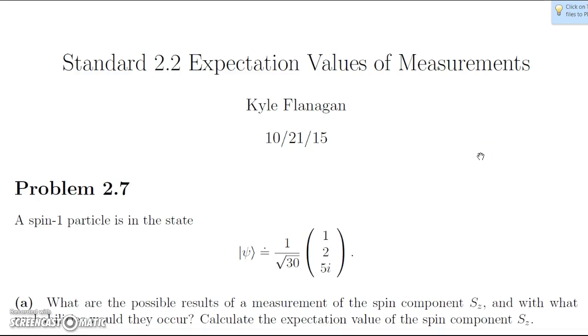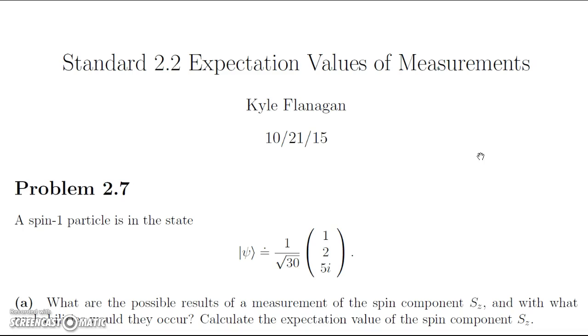Okay, so we're going to be doing standard 2.2, which is on expectation values of measurements. And we're going to be doing problem 2.7 out of McIntyre. The problem starts off by saying a spin-1 particle is in the state psi, which can be represented as the scaled column vector, 1 over root 30 times 1, 2, 5i.